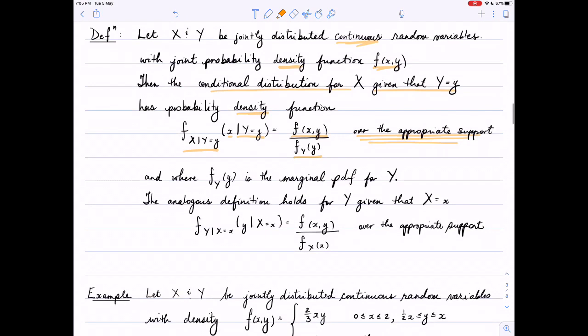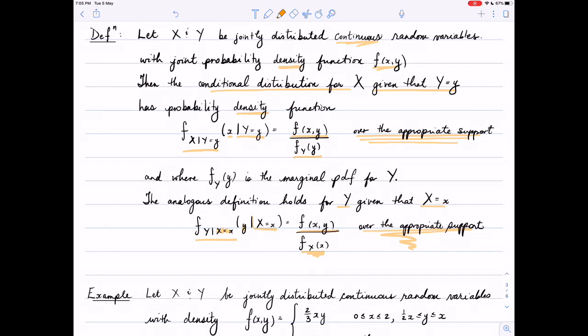So the analogous definition, of course, holds for y, given that x equals x. The density f sub y given x equals x of y given x equals x is the joint density divided by the marginal of x over the appropriate support. I keep saying it because it's important, as we're going to see in just a moment.